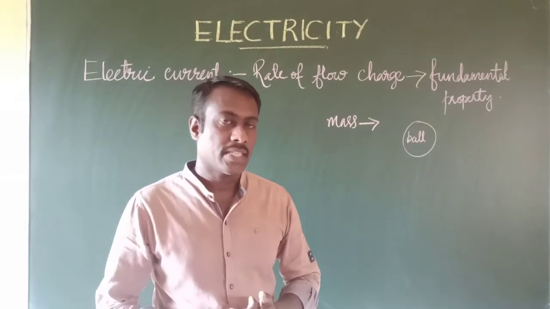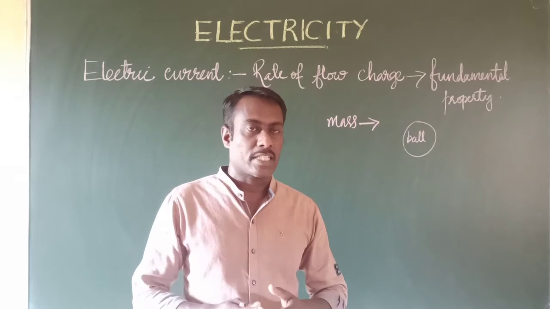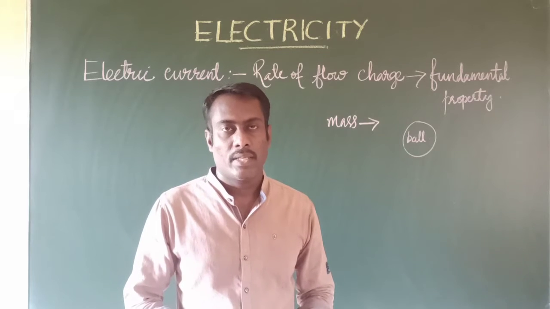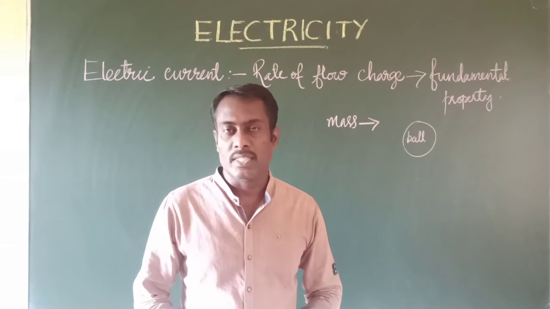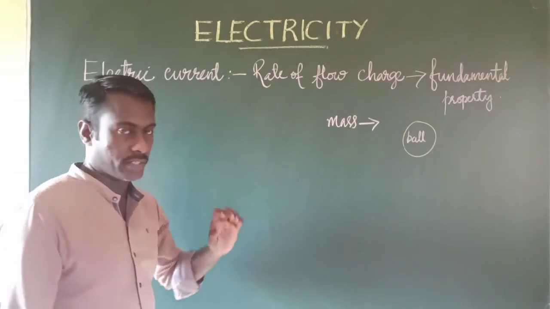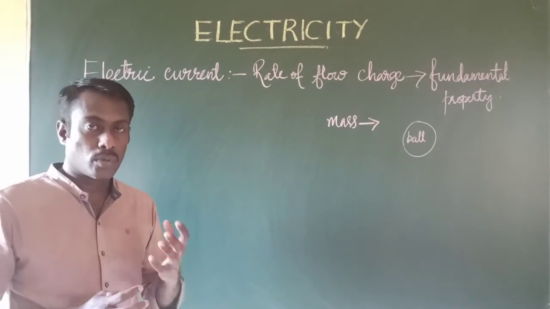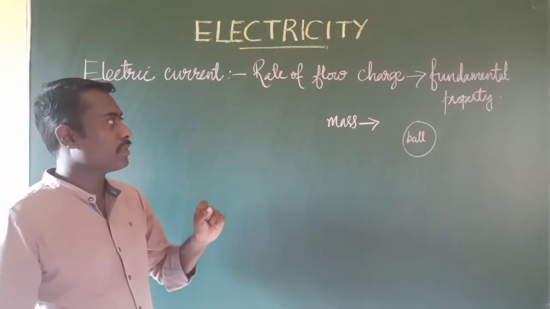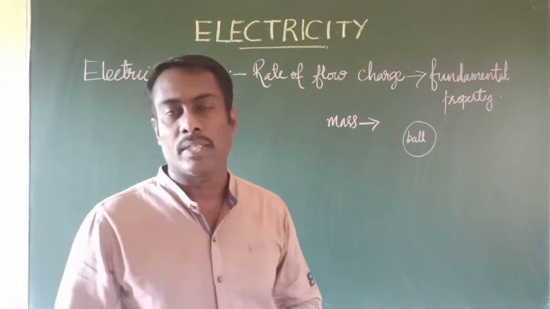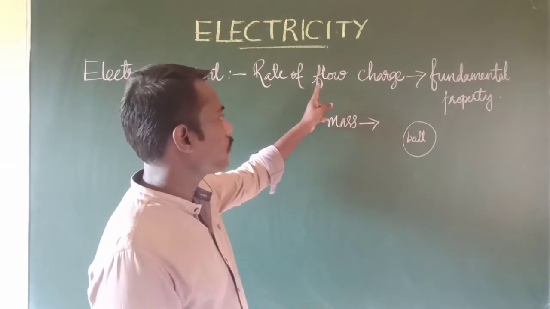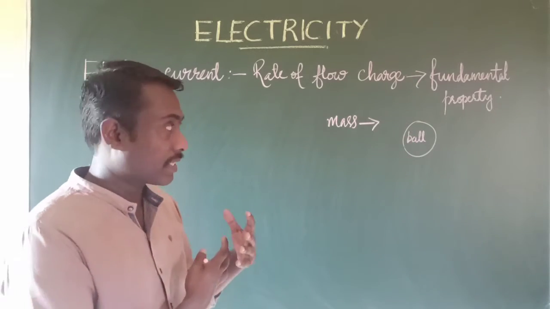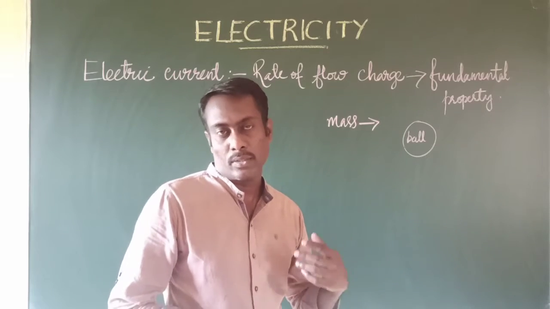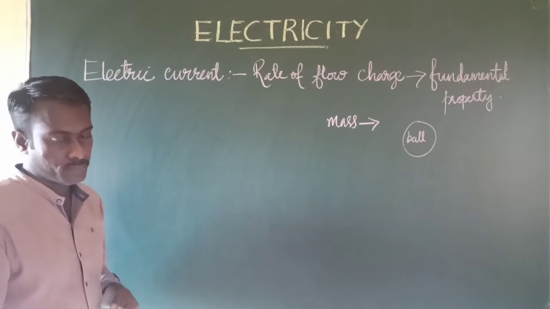How can we express this electric current? Electric current is expressed by the amount of charge flowing through a unit area per unit time. Or simply we may say it is the rate of flow of charge. The rate of flow means how much charge is flowing through a conductor, or through a unit area, per unit time.